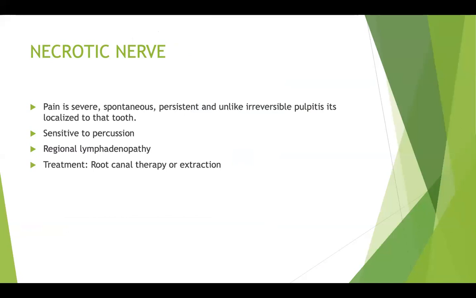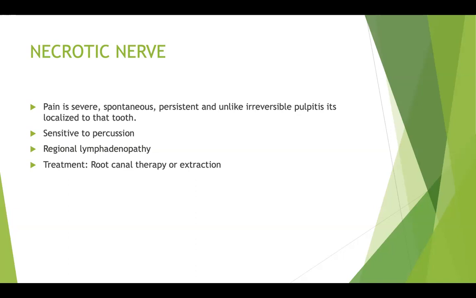After irreversible pulpitis, the nerve will begin to degenerate and die. The pain will become much more severe and much more spontaneous. It's persistent, and unlike irreversible pulpitis, it's localized to that tooth. When the patient comes with irreversible pulpitis, a lot of the time we see patients pointing towards the side, or they don't even know if it's top or bottom. That's why an urgent emergency test is going to be done. You can do it via palpation, percussion, and the cold test, and that will tell you which one is more affected. We have to keep in mind that sometimes with irreversible pulpitis, we will have pain that goes into another area, so it's more like referred pain.